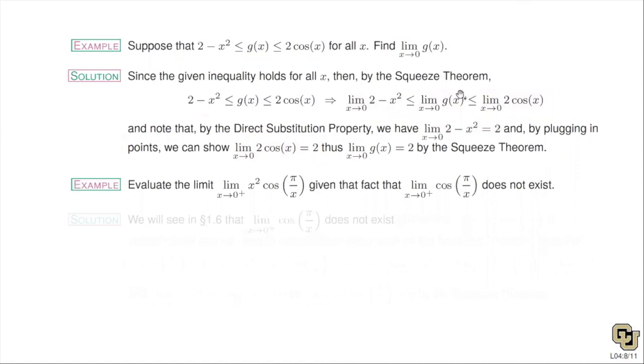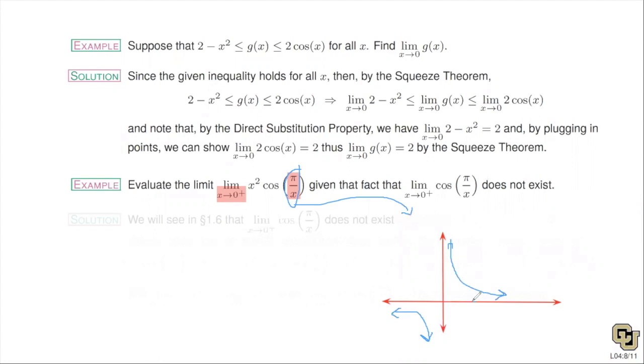So I wanted to do a slightly more complicated problem. First, let me warn you, we haven't done a limit like this, where pi over x as x goes to 0. But we'll see in section 1.6, if you check the graph of this function, the graph of pi over x, just this part, the graph looks like this. It's just a rescaling of 1 over x.